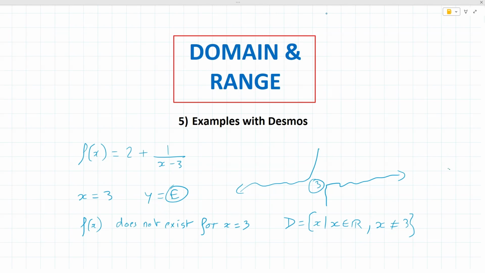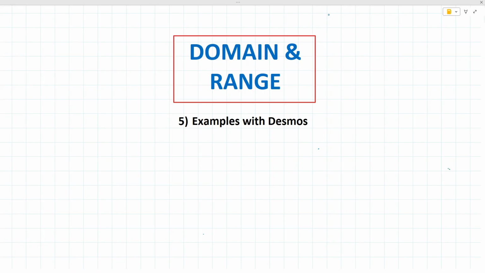Another way you could write it is to say that x belongs to minus infinity until 3, rejecting the value 3, and from 3 to plus infinity. You could do two intervals, minus infinity to 3, and then 3 to plus infinity, and that would be fine as well. But the first is more convenient for this one. Now, before we jump into Desmos, let's look at another example.